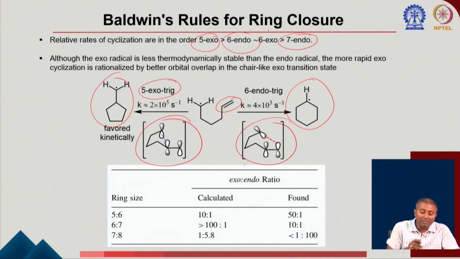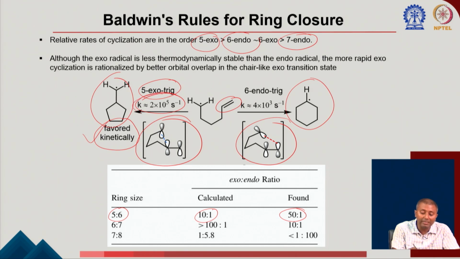Okay, so what is happening? We are saying that this is a kinetically favored product, which is forming here. So why is it forming? You can see here we have also mentioned the corresponding ring size. When 5- and 6-membered ring formation is happening in this scenario, the calculation is 10 to 1, and is found to be 50 to 1. So you can see there is a preference for the formation of this corresponding 5-exo-trig, and you can see the corresponding rate of cyclization.